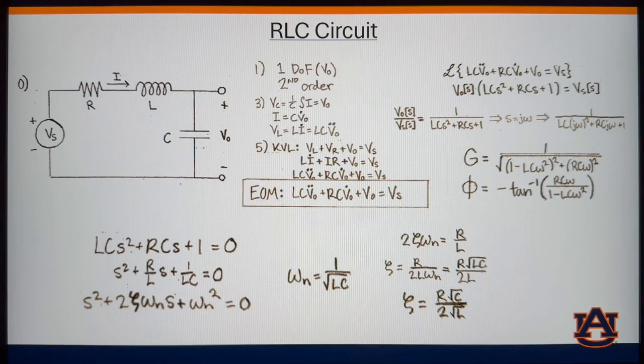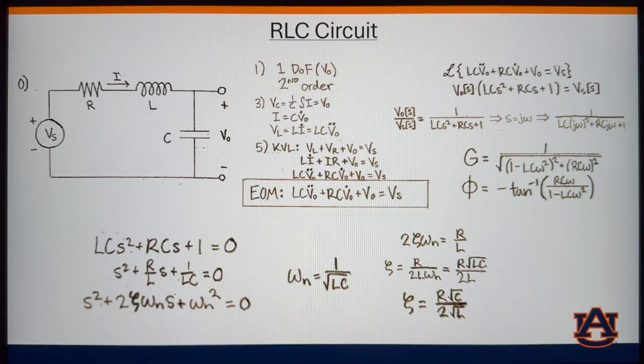So using KVL, we know that the voltage drop across the resistor, inductor, and capacitor is equal to our source voltage. And substituting in what we saw previously, we can find our EOM, which is LC VO double dot plus RC VO dot plus VO equals VS. Taking the Laplace transform gives us our transfer function 1 over LC s squared plus RCs plus 1. And substituting in s equals j omega, we get that in our frequency form.